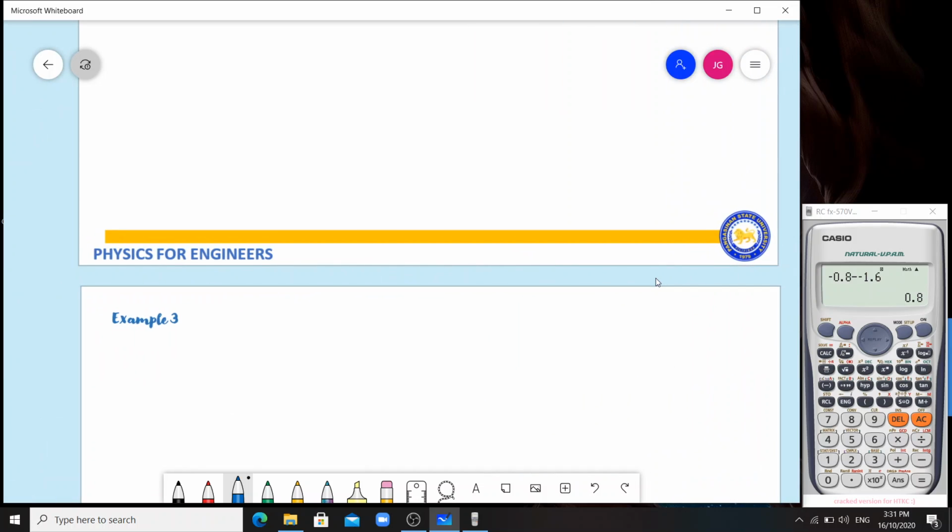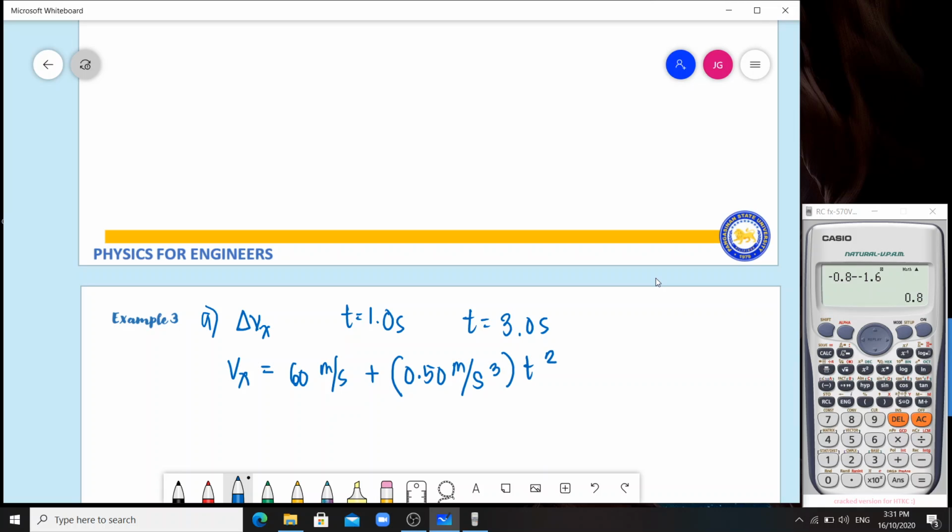Okay. For letter A, we need to find the change in velocity between time 1.0 second and time 3.0 seconds. The given function is 60 meters per second plus 0.50 meters per second cubed times t squared. To find v at t equals 1.0 second, we just replace the time with 1.0 second.